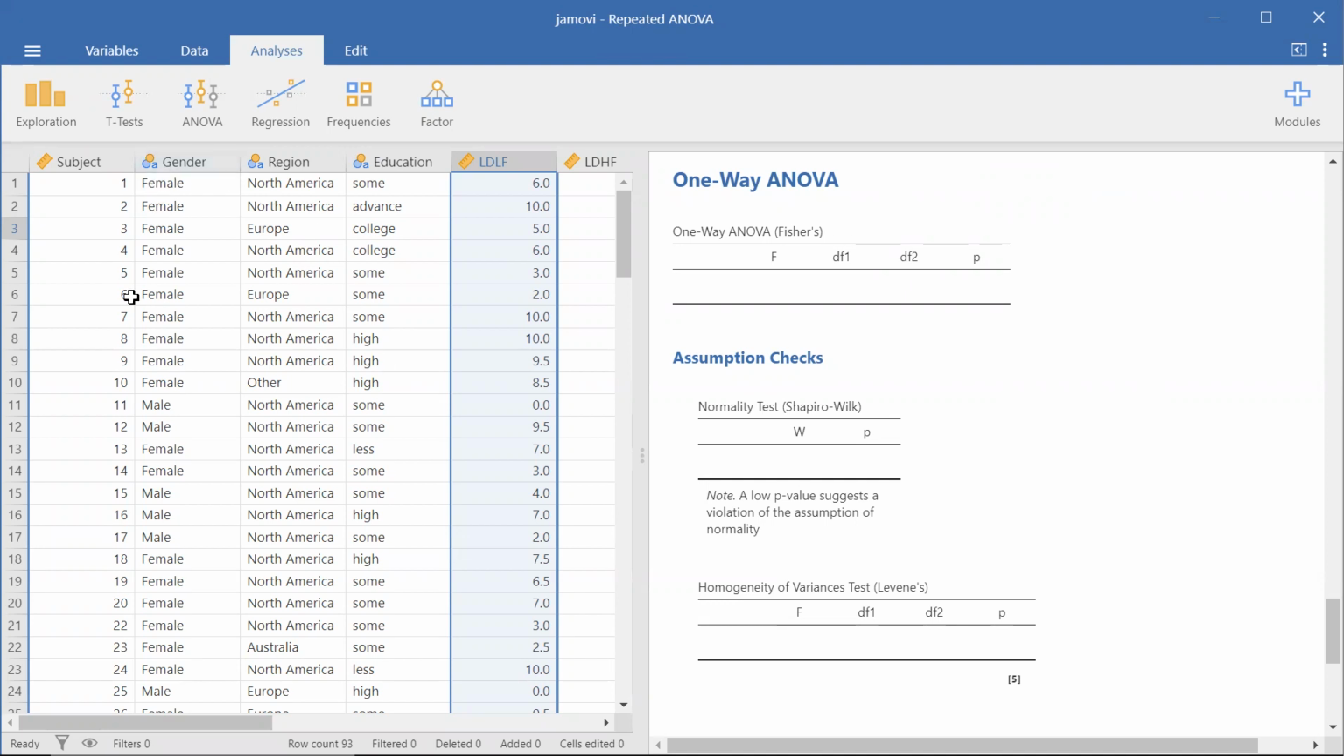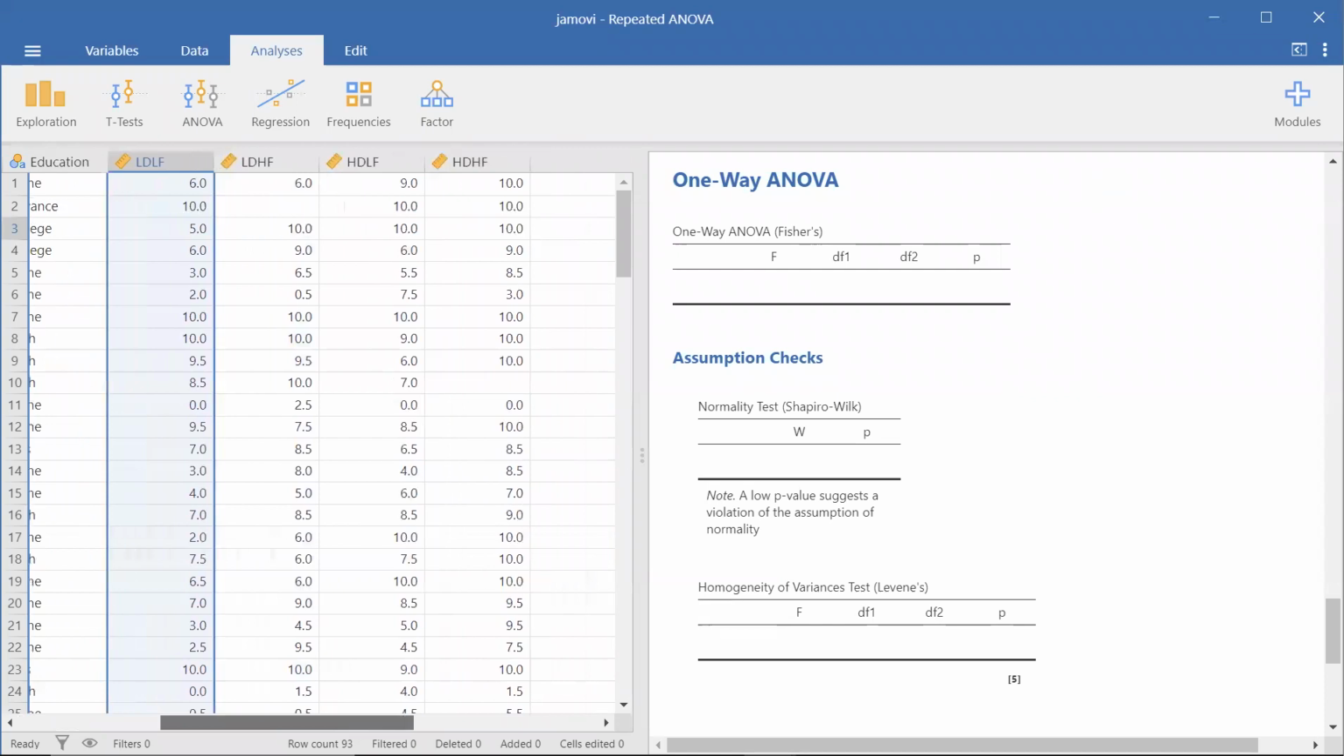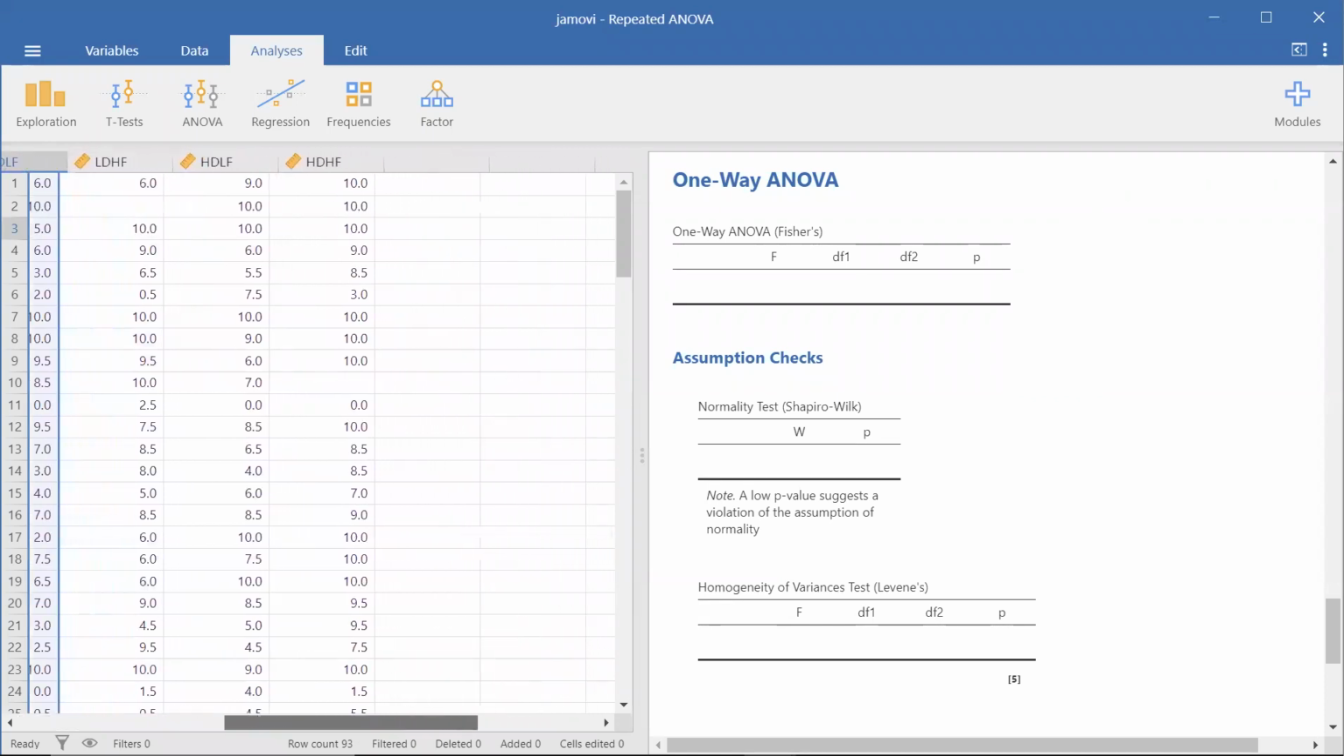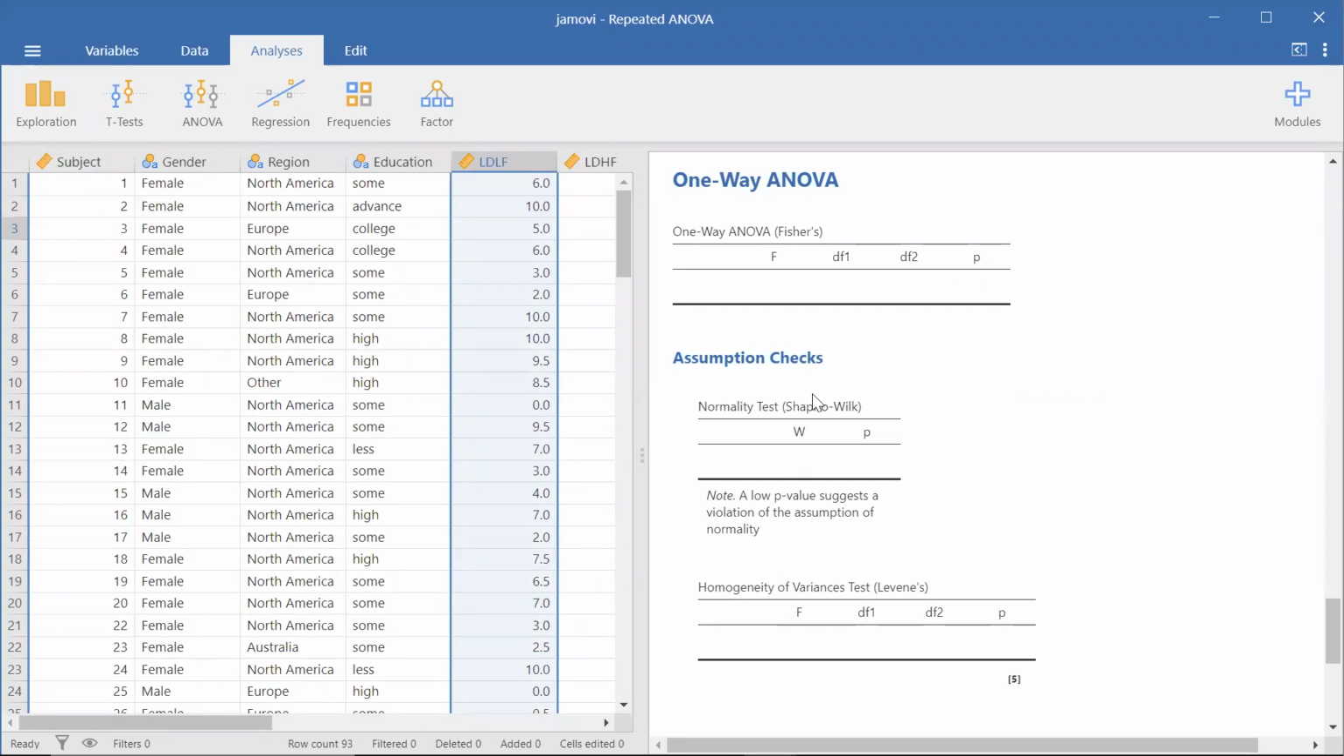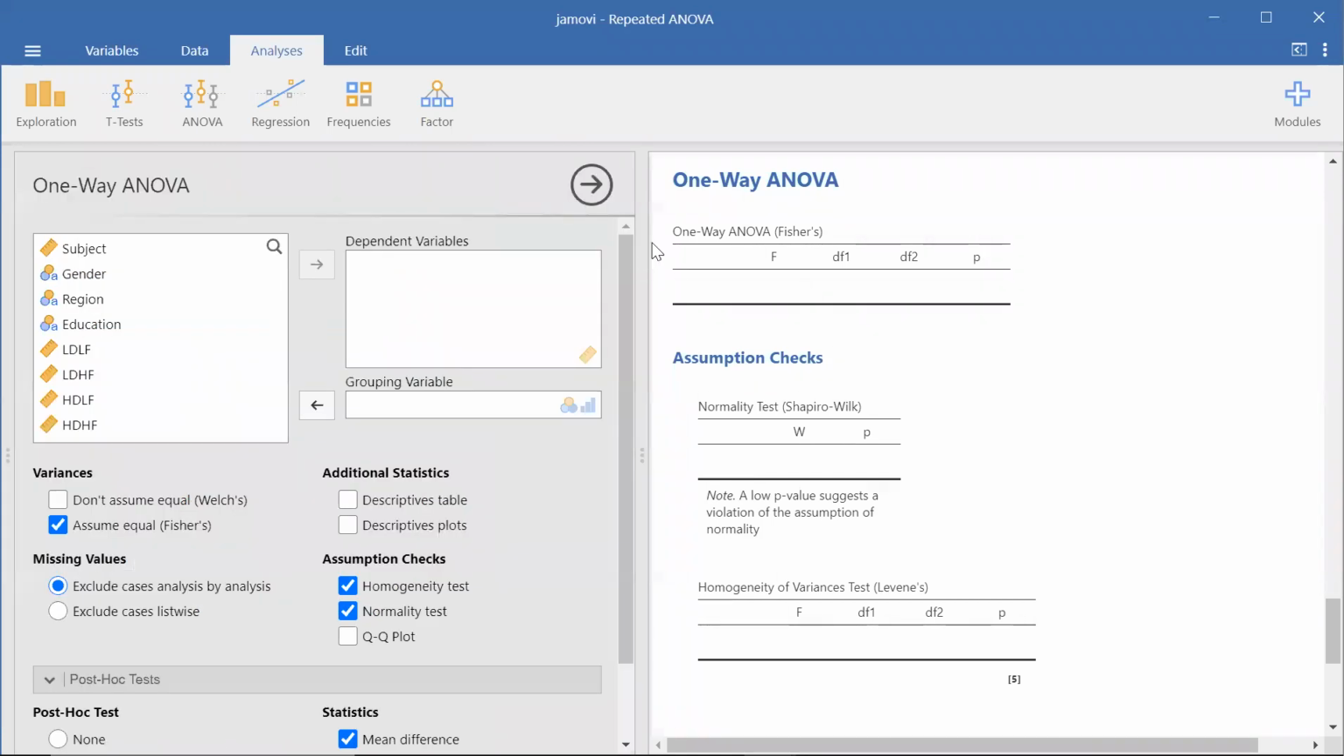That's it. So in this data set, there are subject, gender, region, and education, along with low discuss low fear, low discuss high fear, high discuss low fear, and high discuss high fear. Before we start ANOVA, it's important to understand if our data is normal and homogeneous. So I've run these assumption tests, and let's just say low discuss low fear is our dependent variable, and our grouping variable includes region and education.